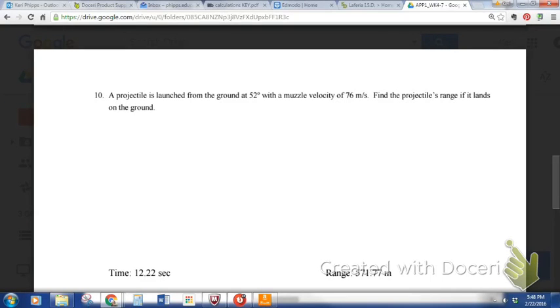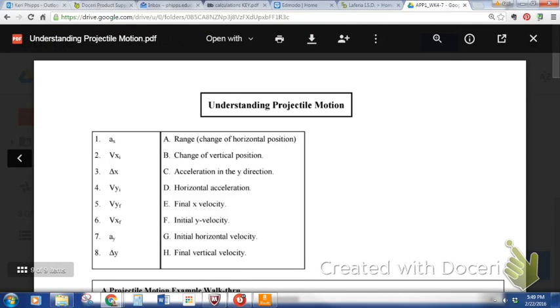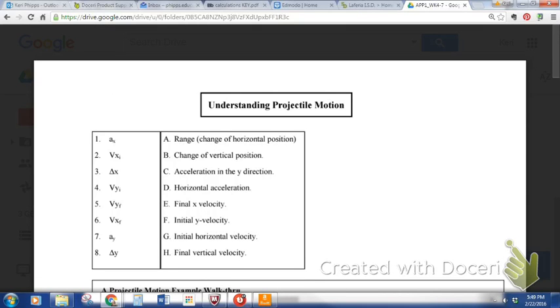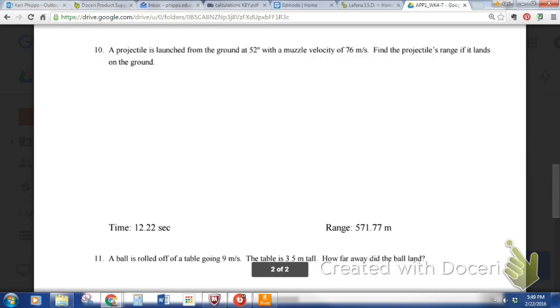Okay, I'm going to do three projectile motion sample problems. They come from the page that looks like this, Understanding Projectile Motion. All right, so that's what we're starting with. Here's our first sample problem.